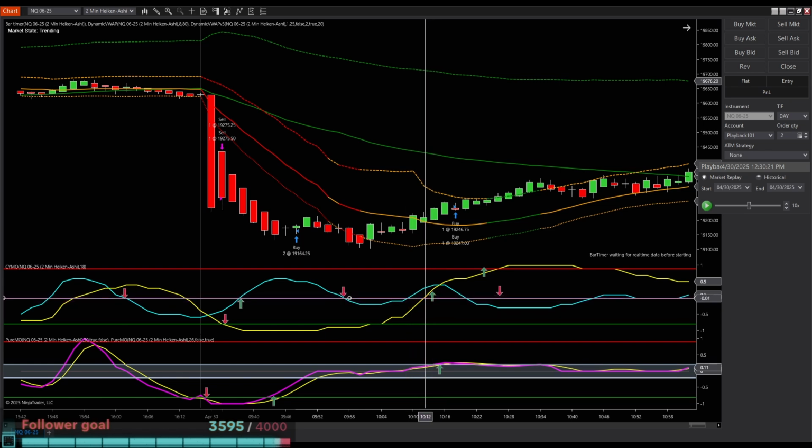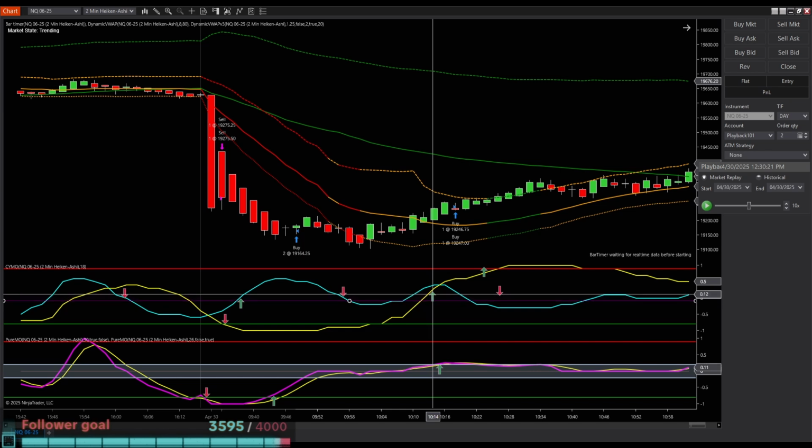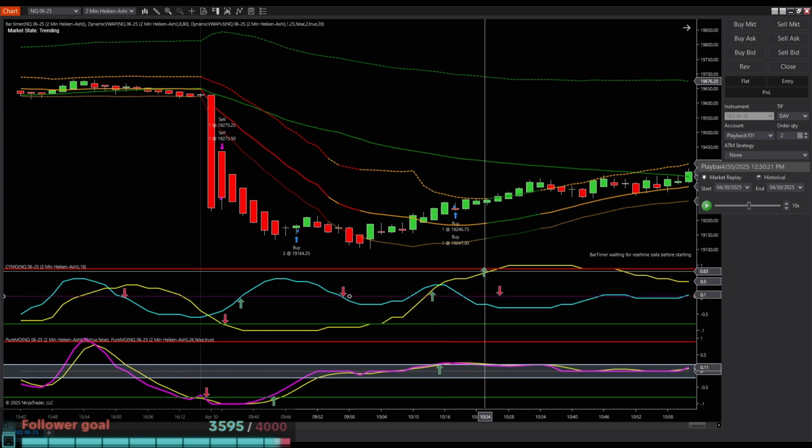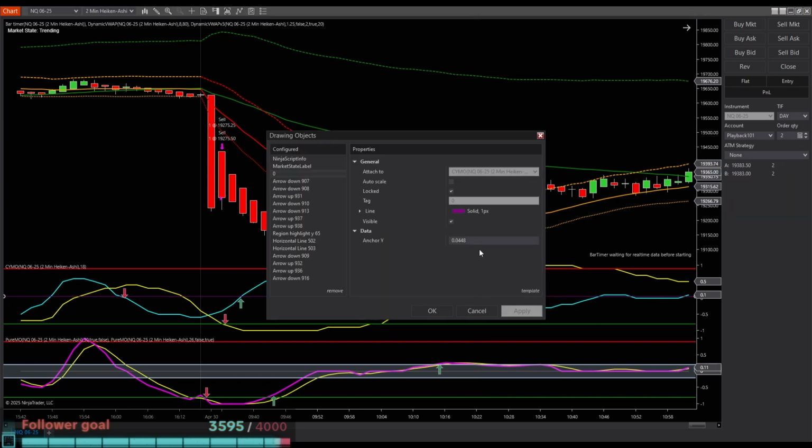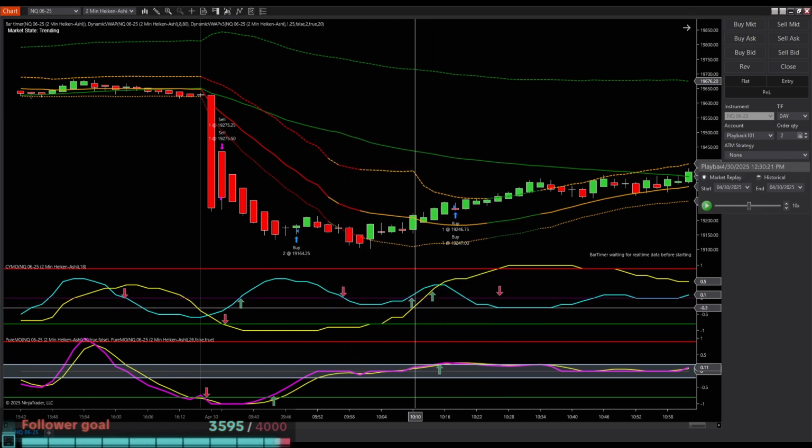Oops, I can't get the arrow. Where is the arrow? Right there, okay? And let me just go ahead and fix that right there. All right, right there. Cycle number 2 ends right there.